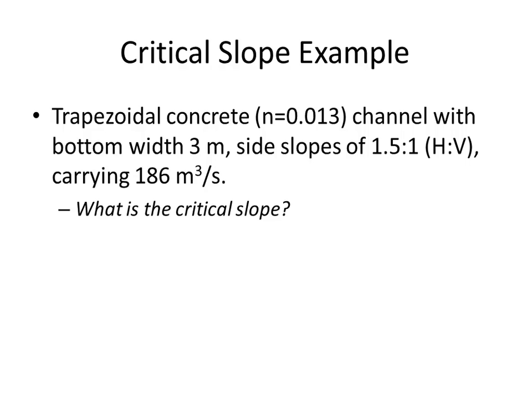And we're going to use Manning's equation to find out what slope will give us that critical depth. And remember, Manning's equation is Q is A divided by N, hydraulic radius to the 2/3 power, slope to the 1/2 power. And we can rearrange that to solve for slope. Slope is N times Q divided by A times hydraulic radius to the 2/3 power, all of that squared.